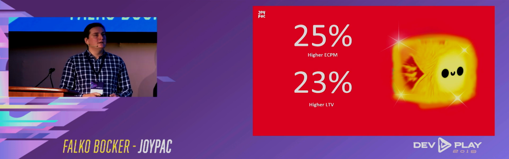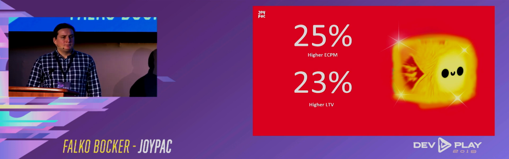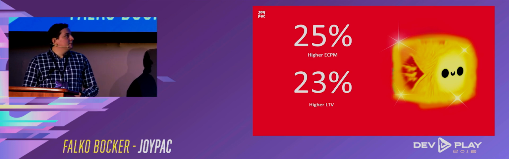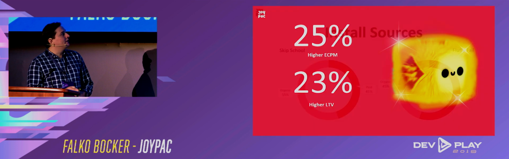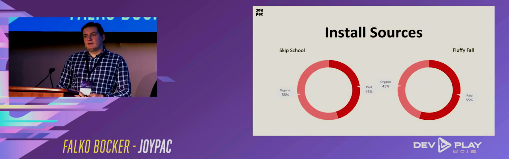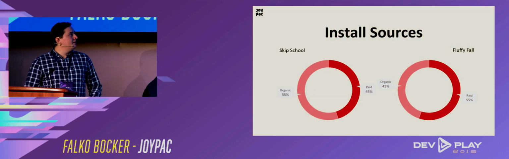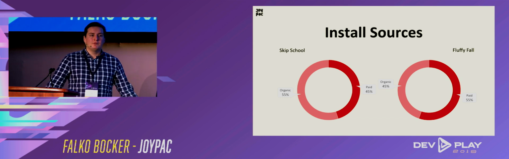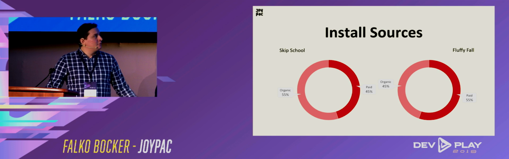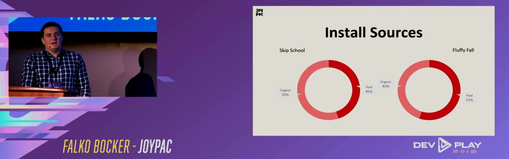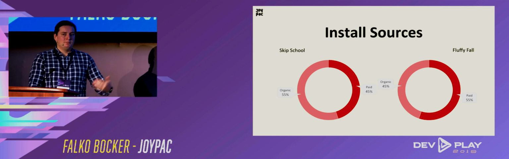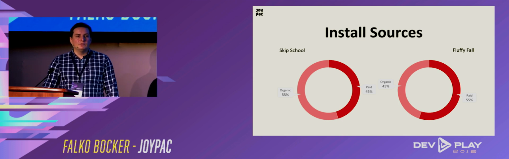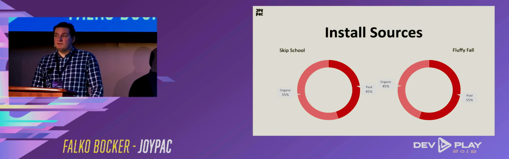That has a couple of different reasons, right? Rewarded ads usually net you a little bit more money. However, one thing that was a bit different for Fluffy is the organic rate was a bit lower than it was in Skip School. So in Skip School, we only paid for about 45% of the players coming in, while 55% found the game organically in the store. And for Fluffy, it was a mirror image of that. Reasons, of course, being higher in the charts, more people are going to skim through the top 10, but not necessarily down to number 30. So more people find it that way.